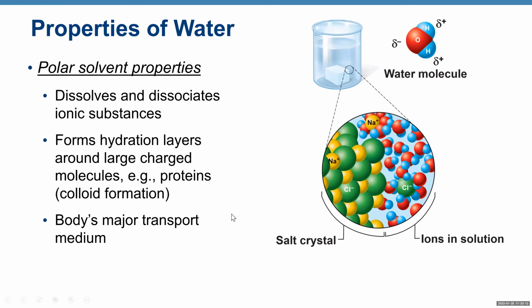Another property, it's a polar solvent molecule. Water dissolves and dissociates ionic substances, forms hydration layers around large charged molecules, for example, proteins in a colloid formation, and it's the body's major transport mechanism. So because it's a solvent, it can break down crystals and dissolve them into ions in the solution, right? And water transports lots of substances through your body.